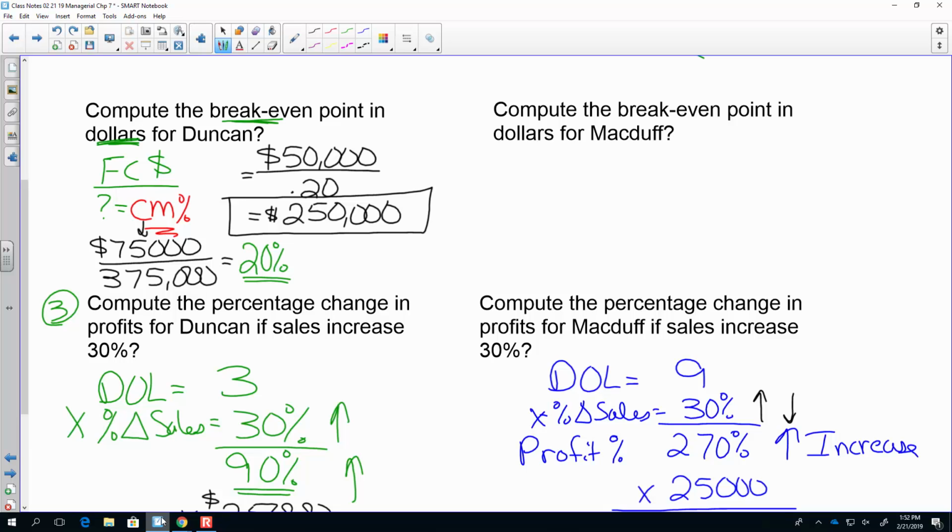Let's do the same thing for McDuff. The margin ratio is 225 over 375, which is a ratio of how much? 60%. Look at the difference between the two companies. Huge difference. Large difference, right? So what is the break-even point in dollars for this company?